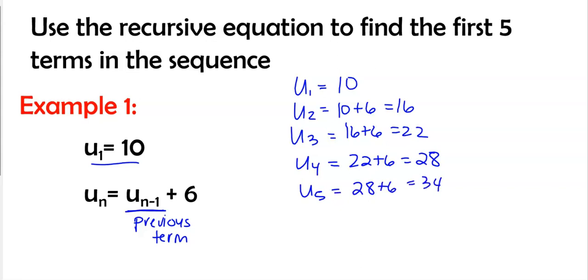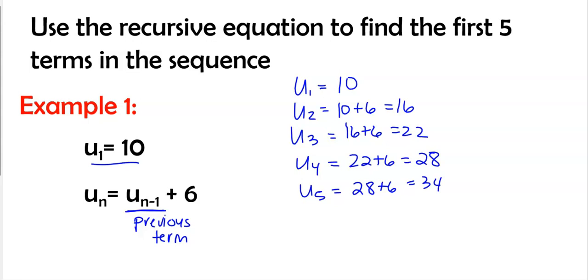Now, this one is an arithmetic sequence. All we're doing is adding 6 each time. So it probably would have been a lot easier to just use an arithmetic sequence formula. If we were going to find something way, way out in the distance, like u sub 100, using recursion, we would have to find all 99 before that, where with the arithmetic formula, we could just go ahead and find that 100th term.